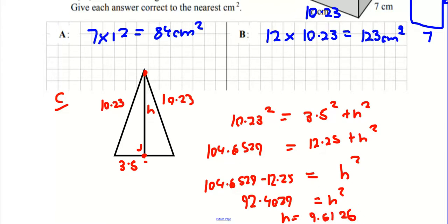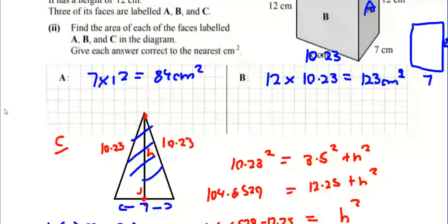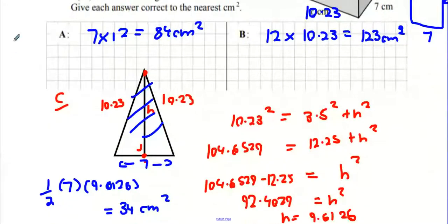Now, the area of this full triangle is a half base times height. And if the base is 7, we can do a half times 7 times 9.6126. Throw that into the calculator and you'll get 34 centimeters squared to the nearest centimeter. Okay, and I believe that is us done now.